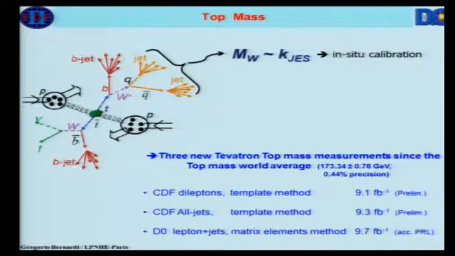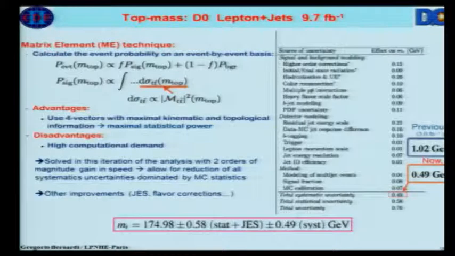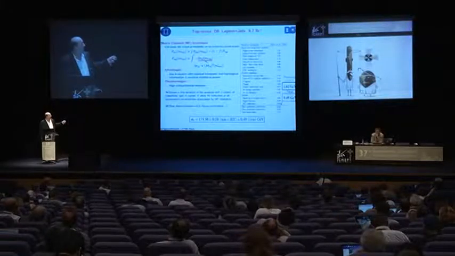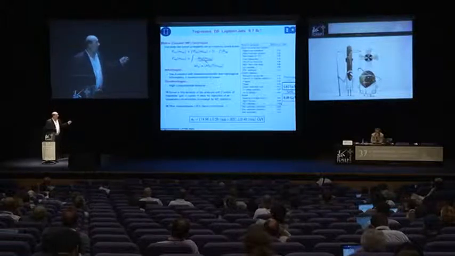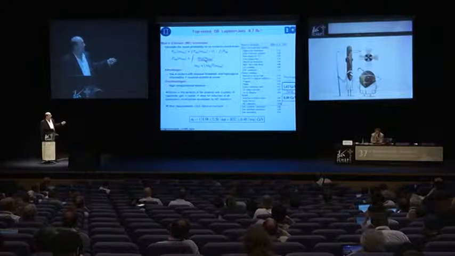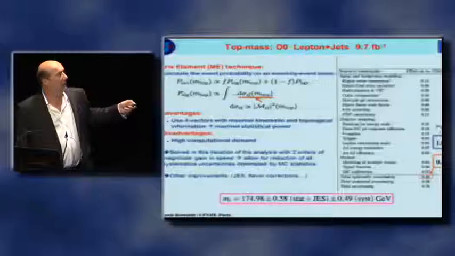So we have a CDF dilepton template method with 9 inverse femtobarn, an all jet template method with 9.3, and the recent 9.7 inverse femtobarn, which has been recently accepted by PRL, and since it's the most precise, I will spend one slide on it. This one is based on the matrix element technique. Here we calculate the event probability on an event-by-event basis. And the advantage is that you are using the 4 vectors, all the kinematic and topological information.